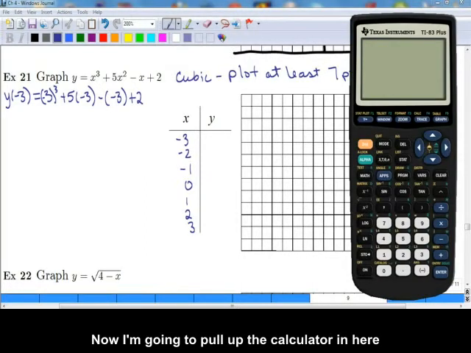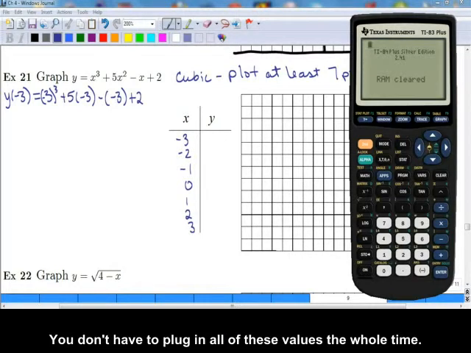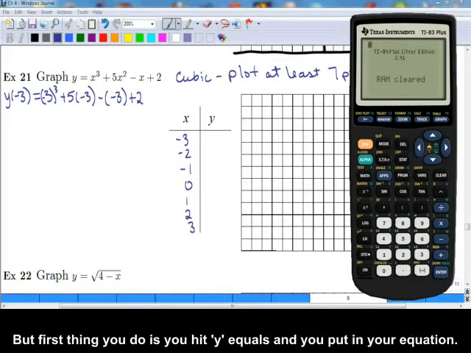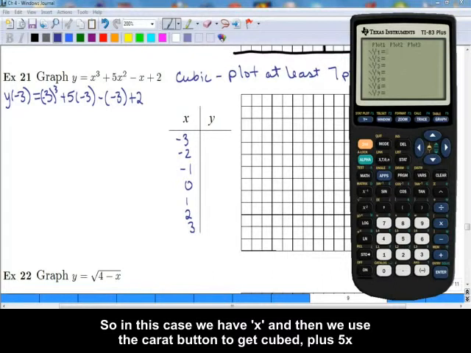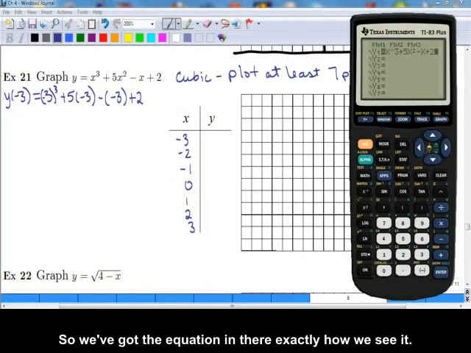Now, I'm going to pull up the calculator in here and try to show you kind of a shortcut for this. You don't have to plug in all of these values the whole time. And you do that by using what's called the table function in your calculator. But first thing you do is you hit y equals and you put in your equation. So in this case we have x, and then we use the caret button to get cubed, plus 5x, and then we've got a squared button, minus x, and plus 2. So we've got the equation in there exactly how we see it.